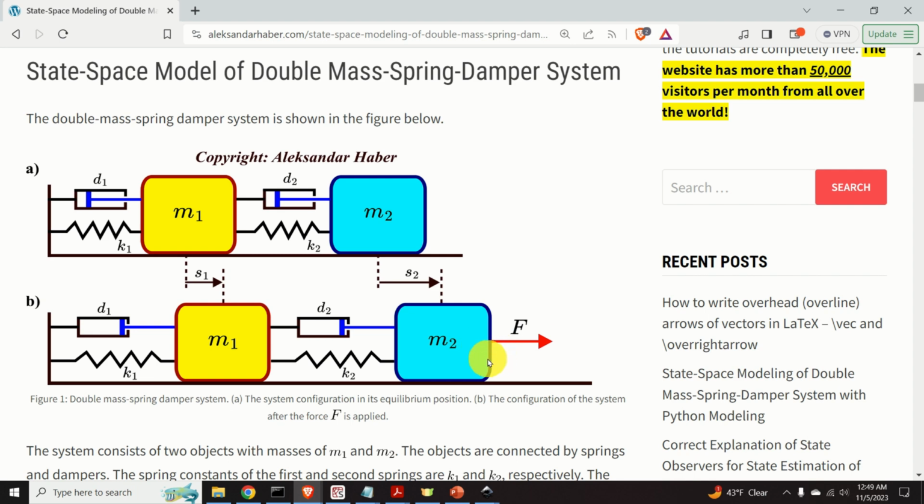The displacements from the equilibrium positions for the first and second objects are denoted by S1 and S2 respectively. In this video tutorial, the velocities of the first and second objects are denoted respectively by S1 dot and S2 dot. On the other hand, the accelerations of the first and second objects are denoted respectively by S1 double dot and S2 double dot.